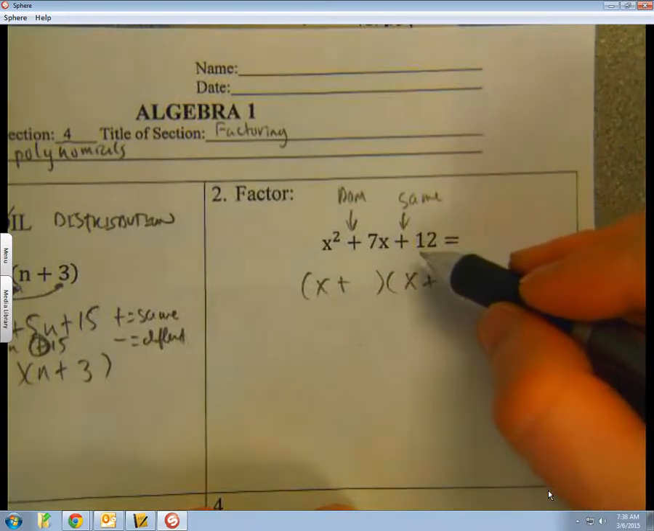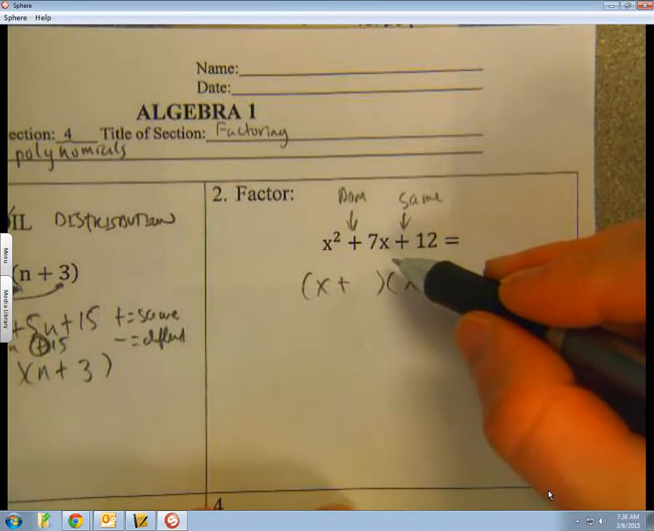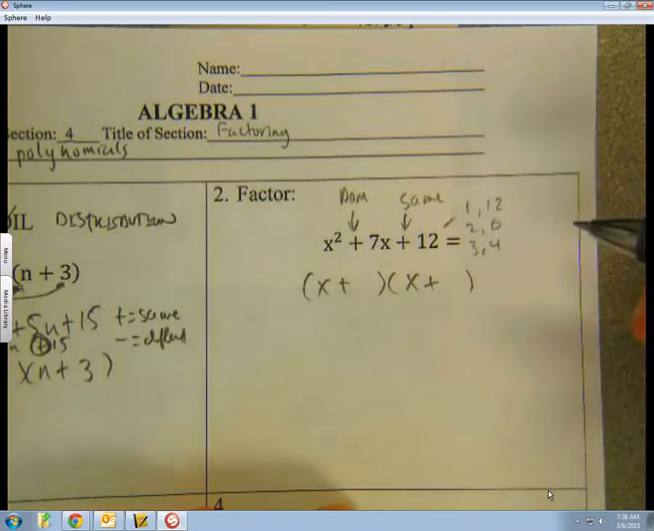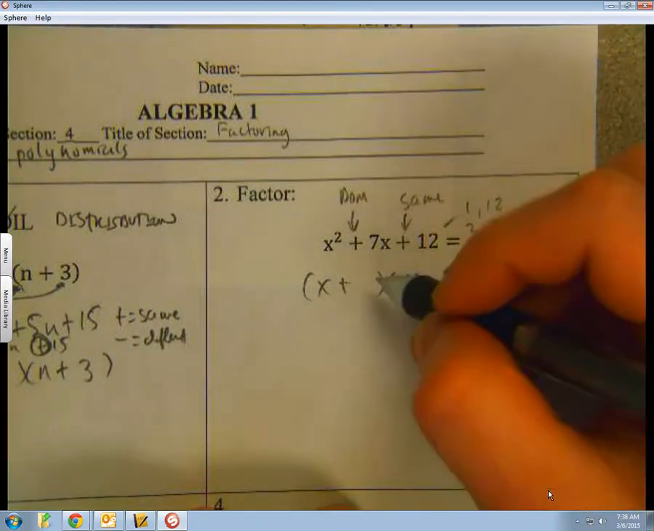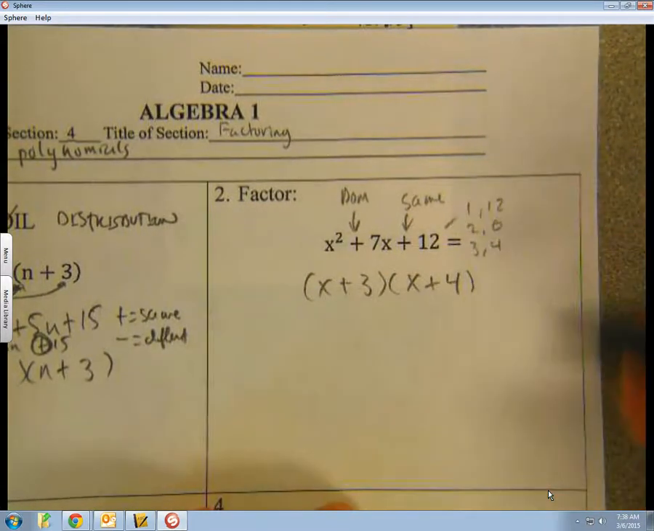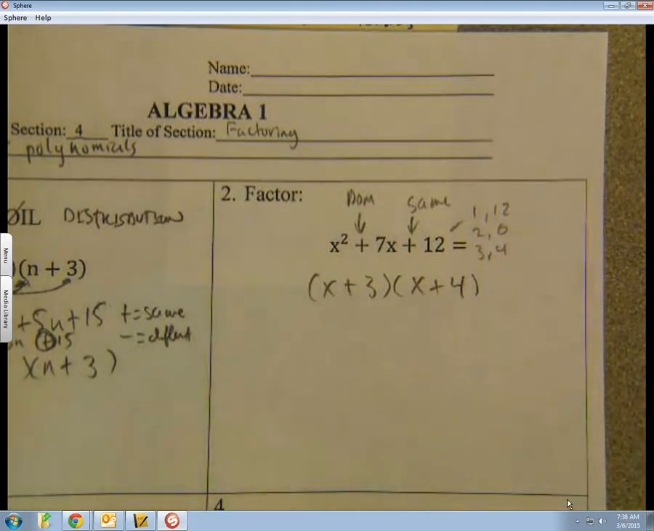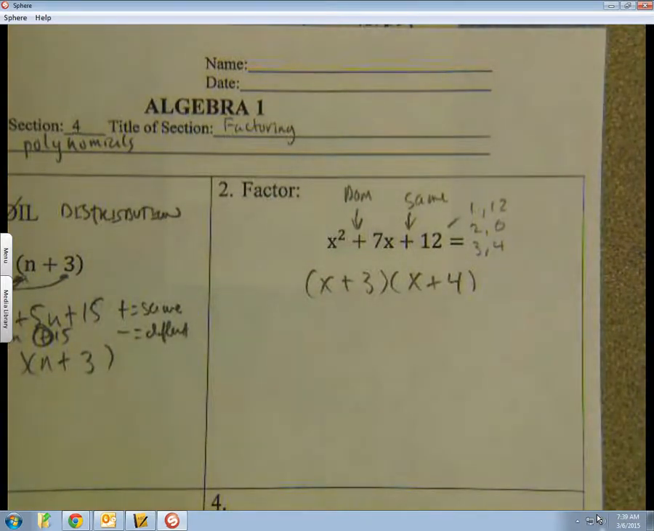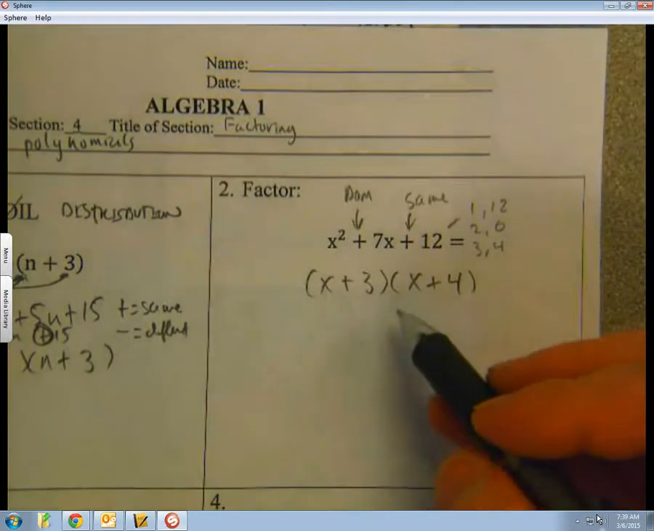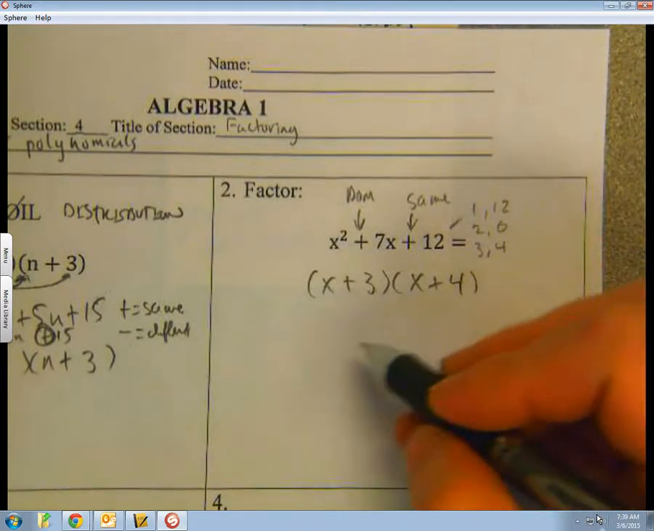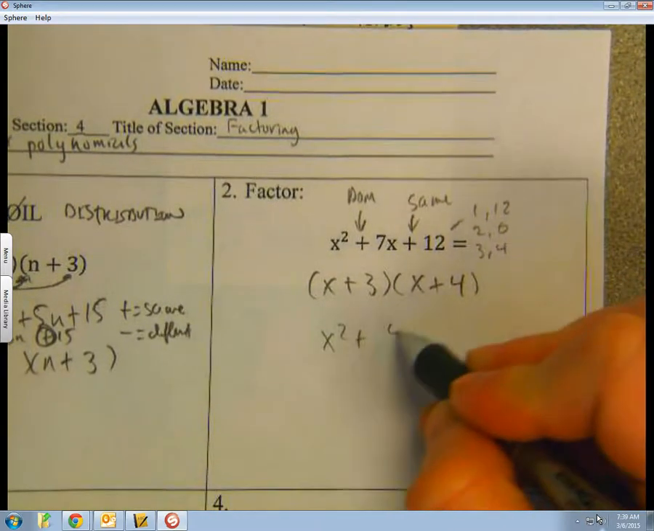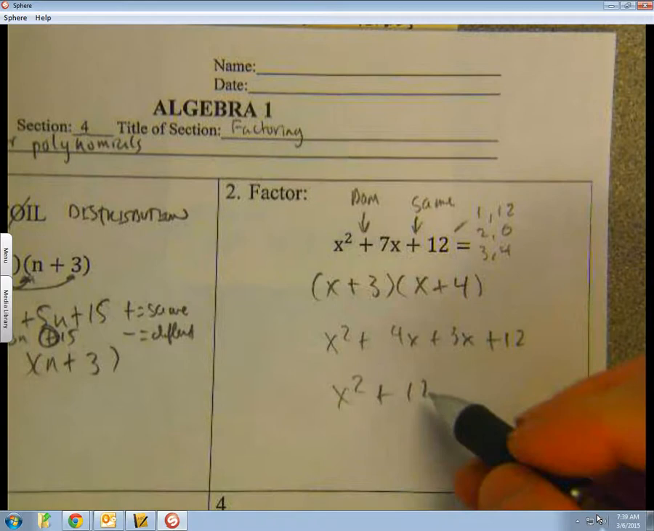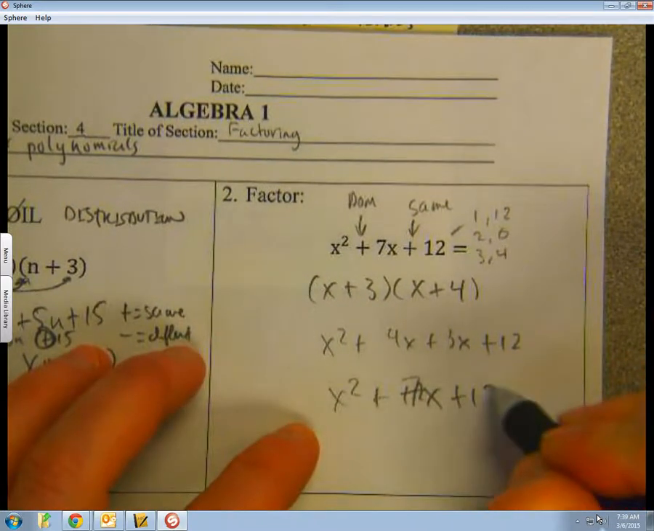Now I'm looking for factors of 12 that get me 7. I could write them out: 1 and 12, 2 and 6, and 3 and 4. Or you can just see it. It's just 3 and 4 right now. So that is the second one. That's how you would factor that, and if you FOILed it back out or redistributed, you would get x squared plus 4x plus 3x plus 12, so all this checks.